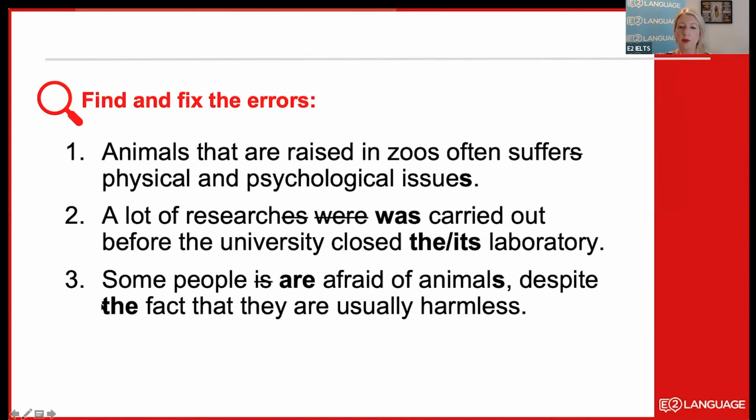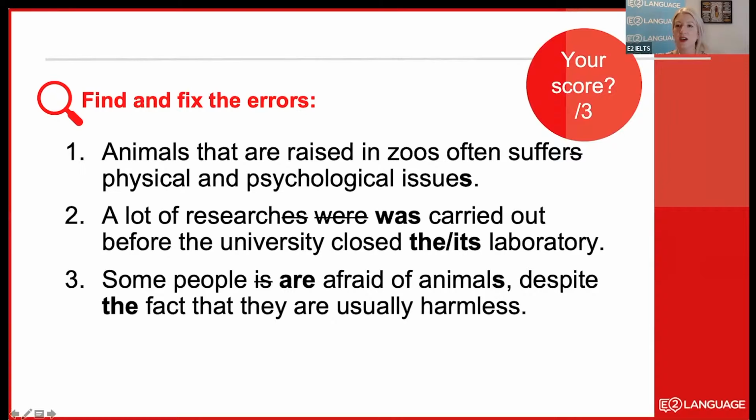And number 3, some people are afraid of animals, with an S, despite the fact that they are usually harmless. Some people are afraid of animals, despite the fact that they are usually harmless. 1 point for a fully correct sentence there.